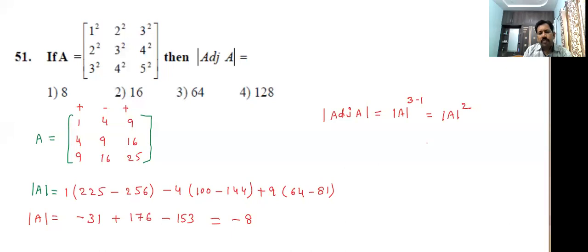Substitute that value here: minus 8 whole square is equal to 64. So the det of adjoint A value is 64. The third option is correct.